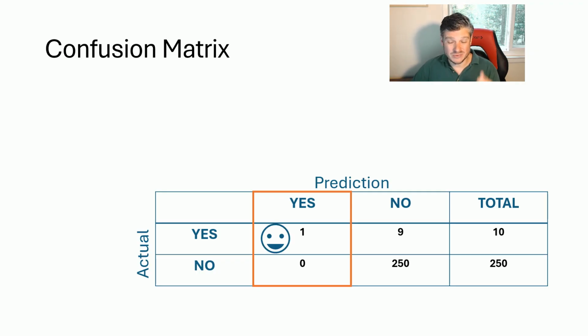And if I look at this one, it predicted yes once when it was supposed to be yes. That's good. And it actually did not predict yes when it was supposed to be no. So there were no false positives here. And that might be good as well.